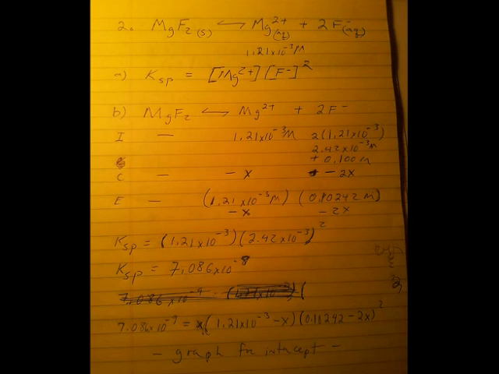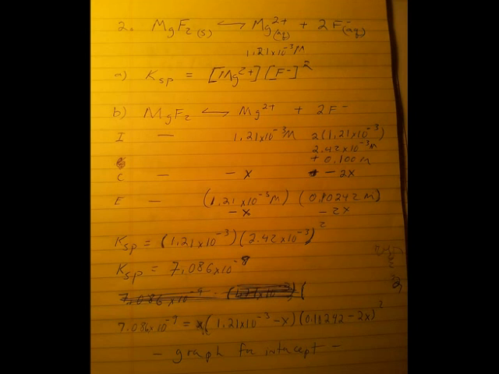Then under equilibrium, the new equilibrium is going to be the old concentration minus x for magnesium, and for fluoride, it's going to be the old concentration, the initial concentration, minus 2x. So we're going to go down and figure out what the KSP value would be for the normal saturated solution.